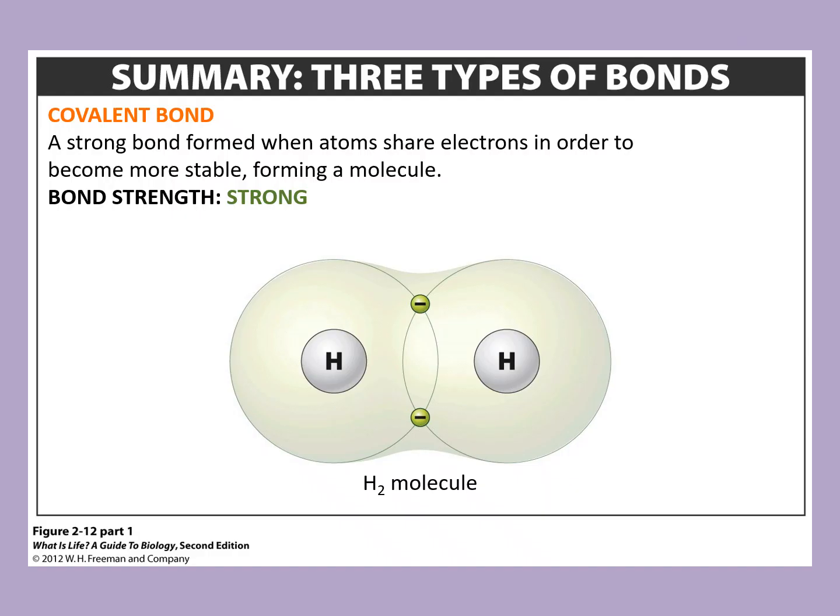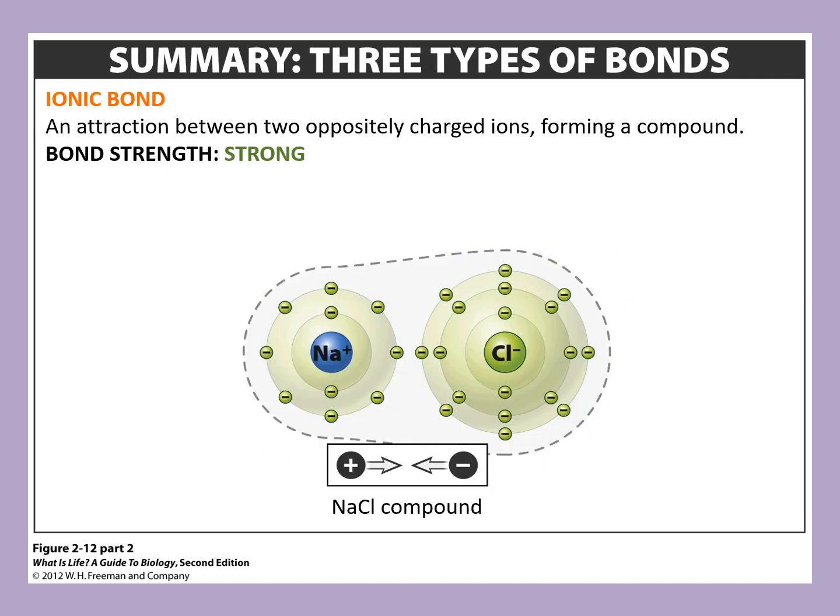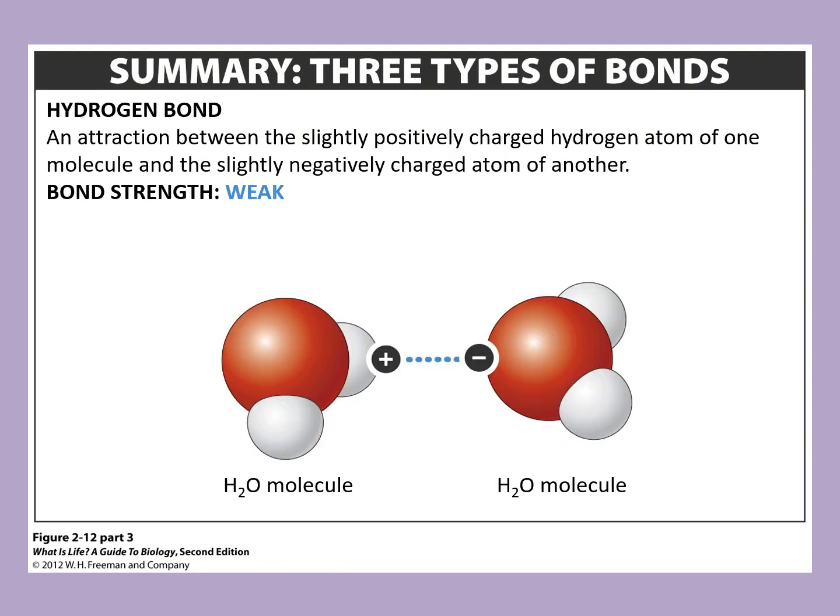So in summary, you have your three types of bonds. Covalent, a strong bond that's formed when the atoms share electrons in order to become more stable, forming a molecule. So that bond strength is strong, as in the H2 molecule. An ionic bond is an attraction between two oppositely charged ions that form a compound, as in the salt compound. That bond strength is also strong. For a hydrogen bond, that's an attraction between the slightly positive charged hydrogen atom of one molecule and the slightly negatively charged atom of another. That bond strength is weak. A hydrogen bond is typically easily broken.